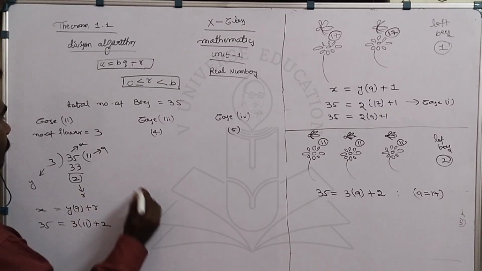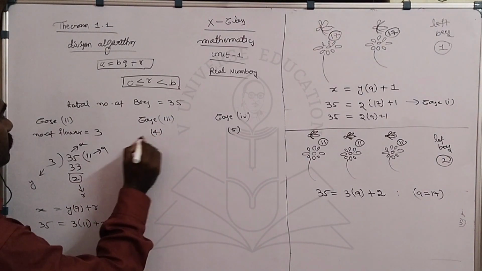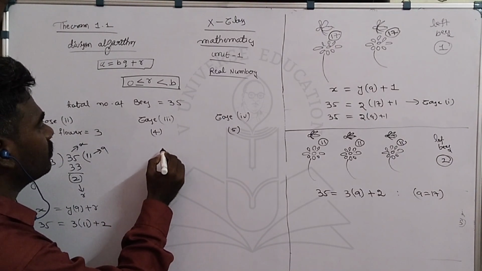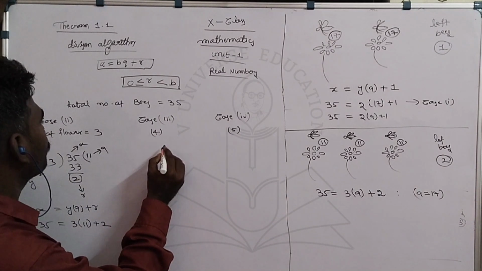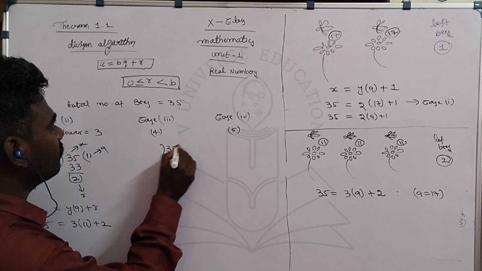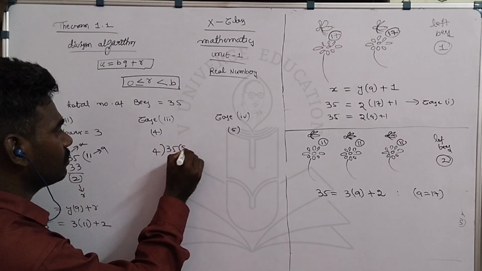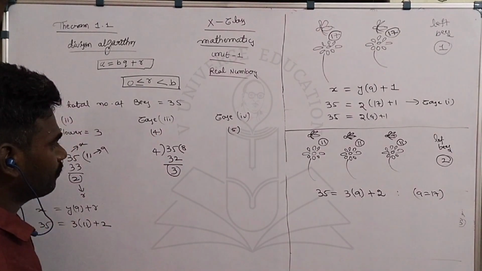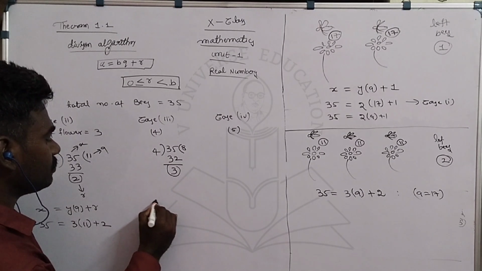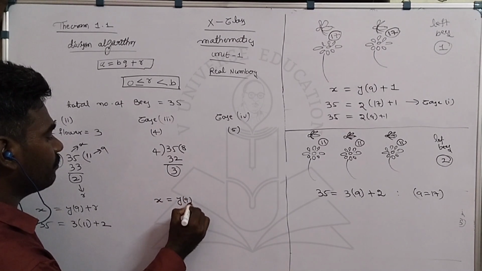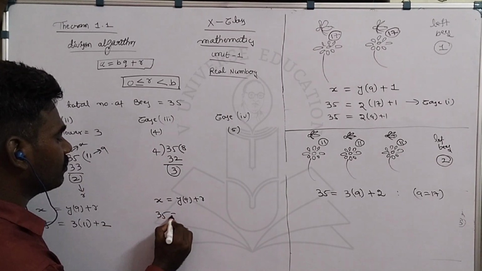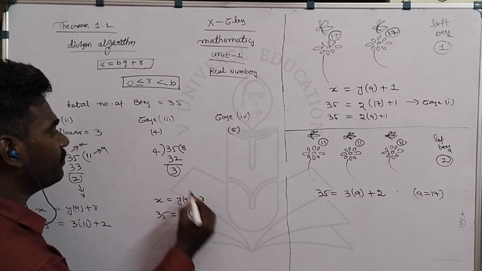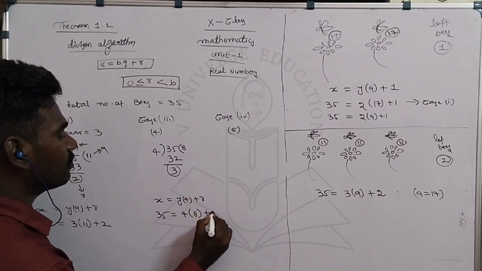Case 3, the flowers are 4. So these 35 bees are going to be equally settled on 4 flowers. So 35 is going to be divided by 4. Here 4 eights are 32, then the remaining bees are 3. So we can write x is equal to ya plus r. So 35 is equal to y, this 4, times a, this 8, plus r, this 3.